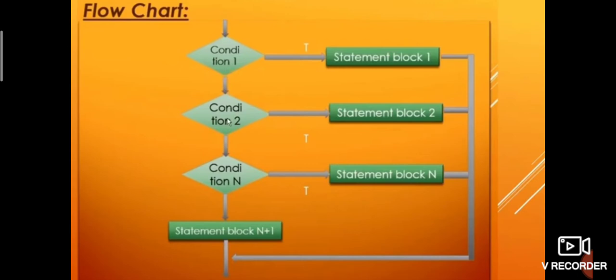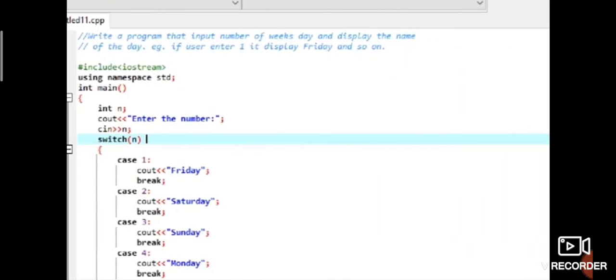If the user goes for 1, statement 1. If the user goes for 2, statement 2. With the break statement, the control comes out. If the user goes for some number other than 1 to n, then the statements following default, that is statement block n plus 1, will be executed.